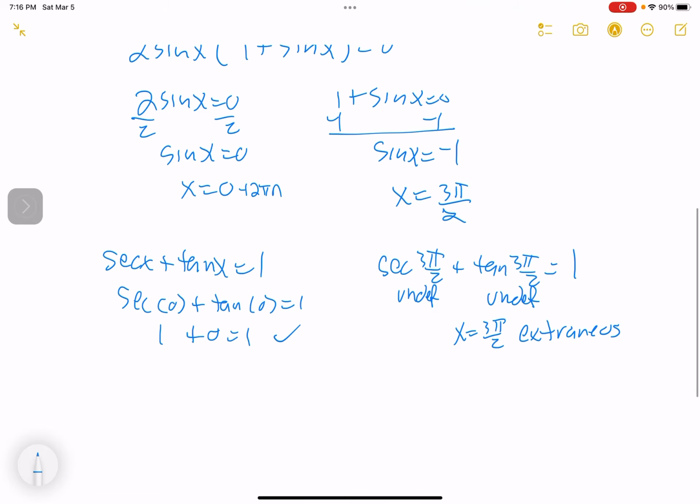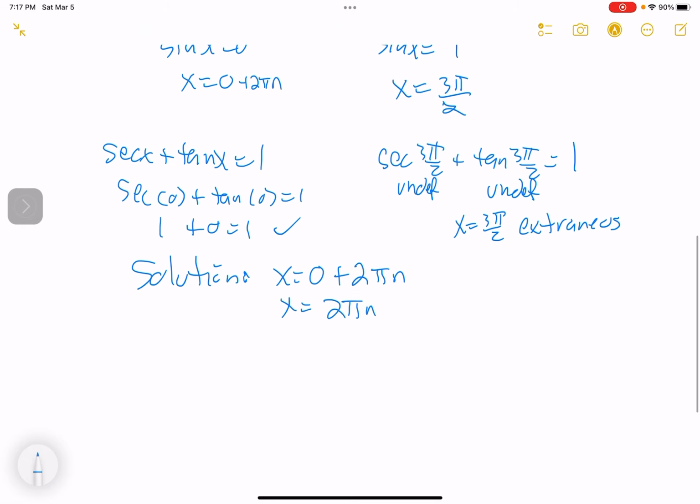So our solution is x equals 0 plus 2 pi n, or 2n pi. Or we could just say that's going to be 2 pi n, or 2n pi.